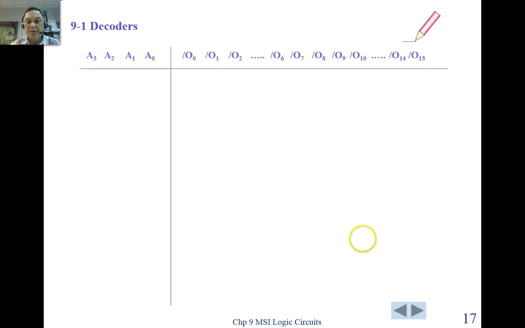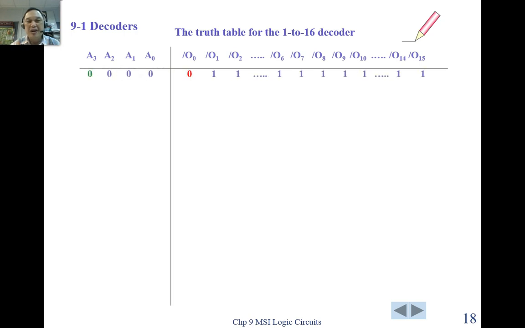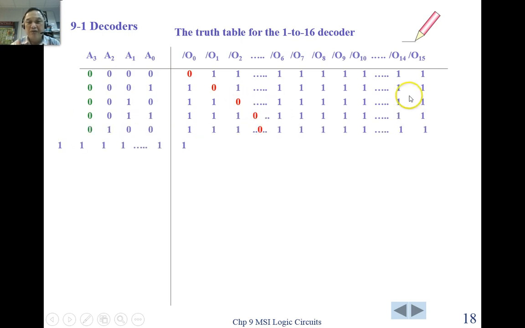So 16 outputs, we list all the possibilities. List all the possibilities. This is 0. LSB, MSB, 0. 1, 2, this is number 2. That means Q2 will be enabled, and so on until 15.